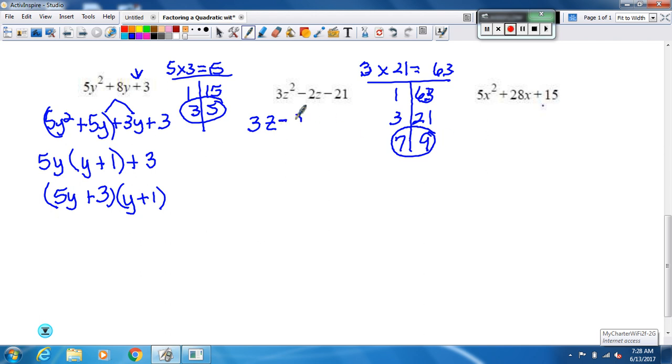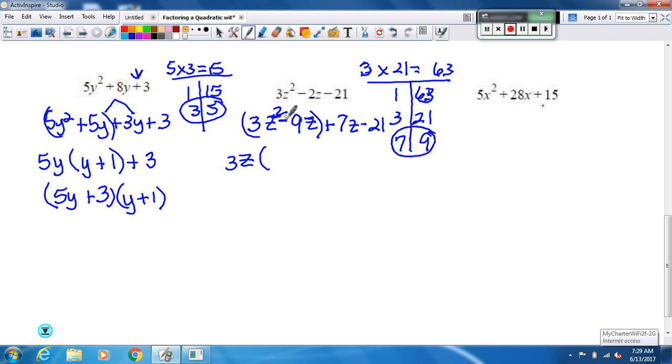The biggest number comes first. Okay, I have a negative 9z, but I want a negative 2z, so I have to add the 7z. And then bring down the negative 21. Put parentheses around the first two. These have a 9 and a 3 and a z in common. I'm sorry, I forgot the squared here.